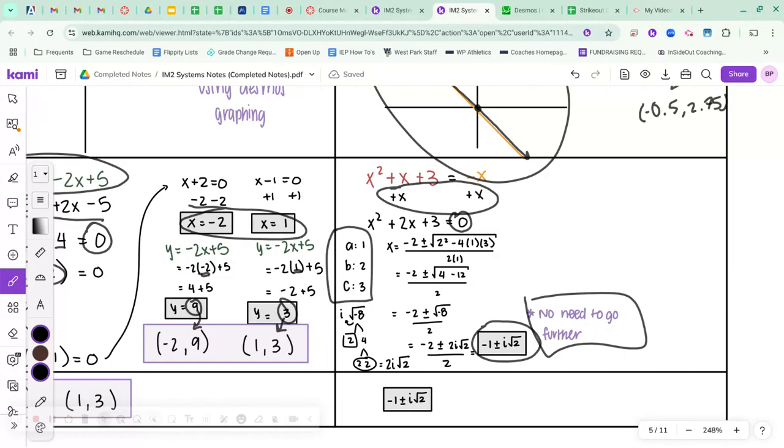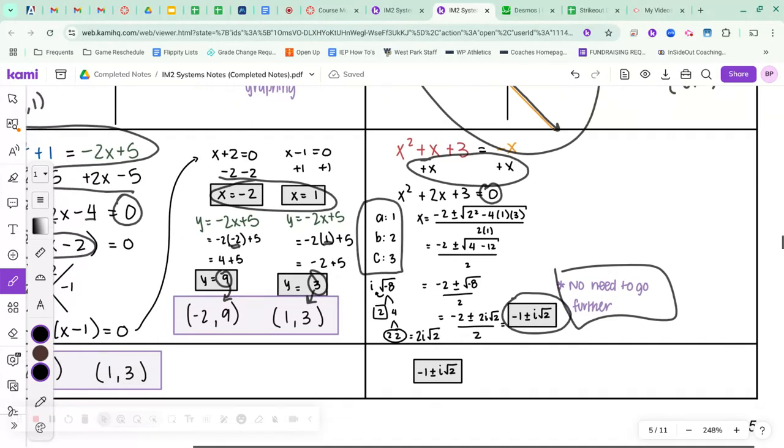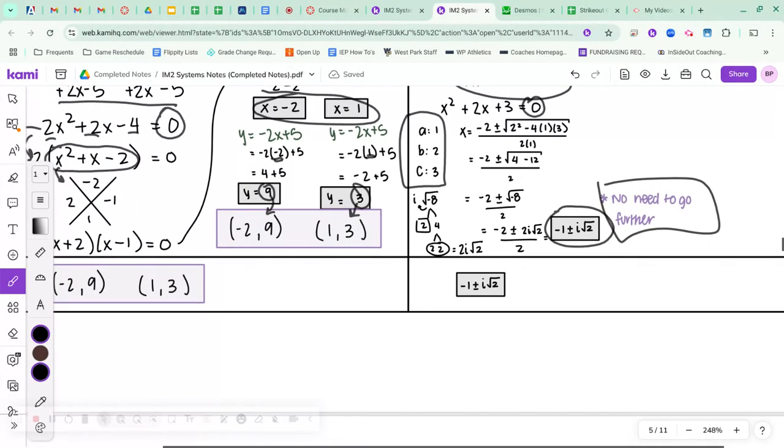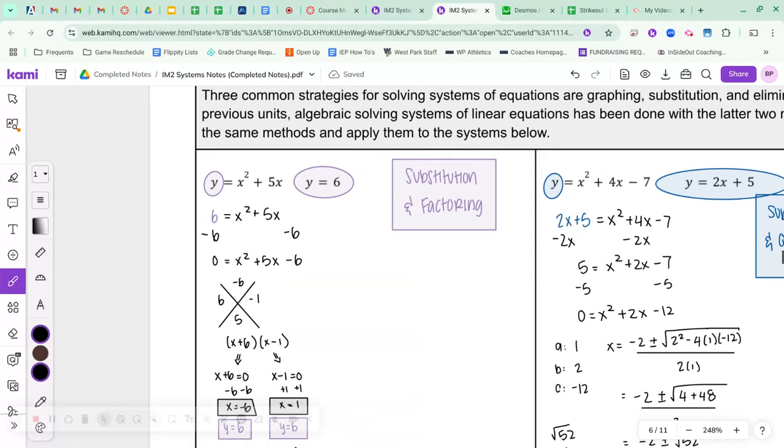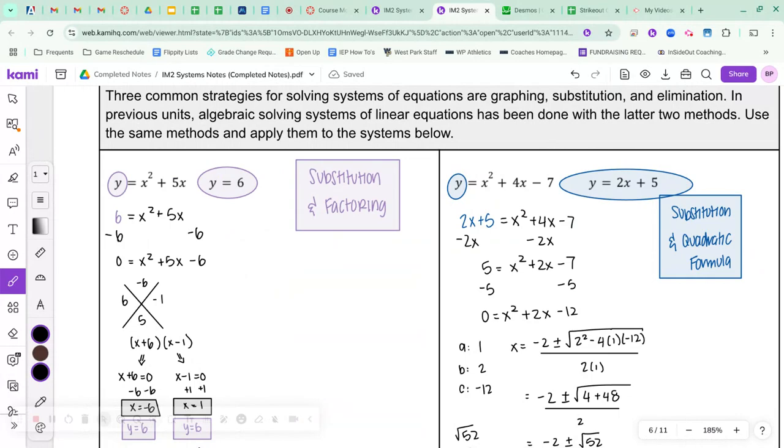Note here, there's no need to go further by plugging that back in to find a y value that goes with it. That would get really ugly. That is right there good enough. You stop there. You have complex solutions of -1 plus i root 2 and -1 minus i root 2. Okay, down here, it's honestly more of the same.